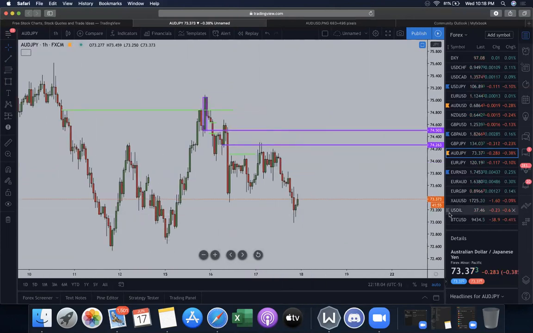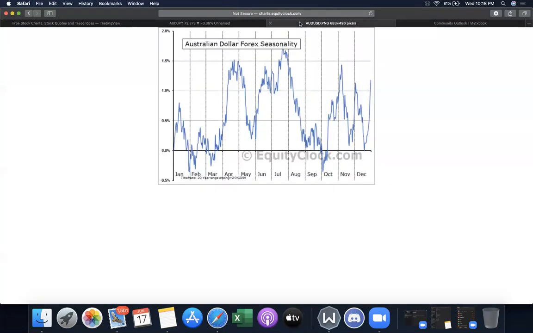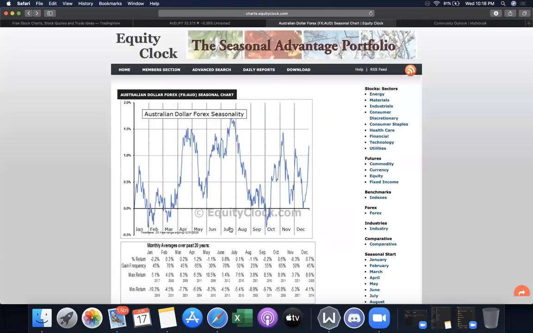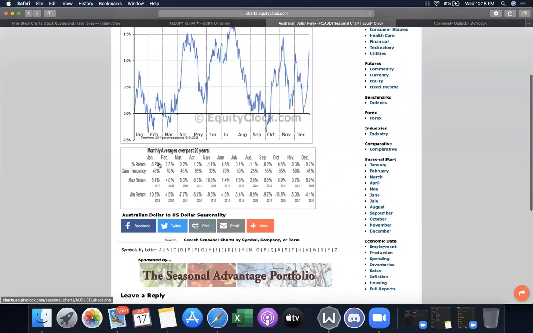Very easy setups this week. Fortunately, I haven't been on the charts, but this is exactly what we should be looking for. But this is, again, seasonality. And you can look on here and it'll show you which months have the best return or the highest growth.